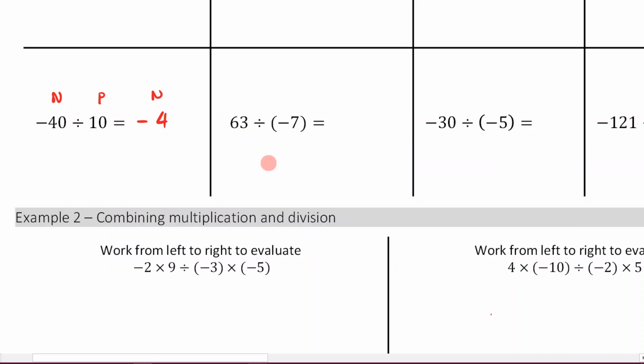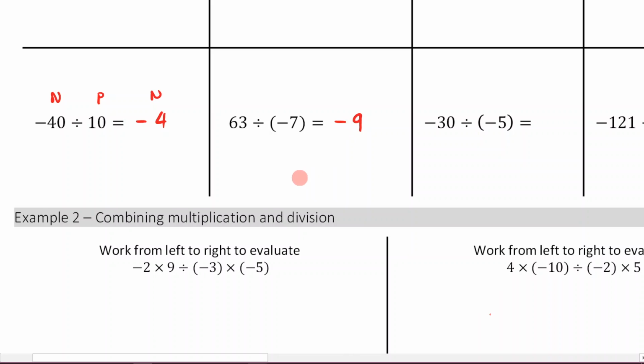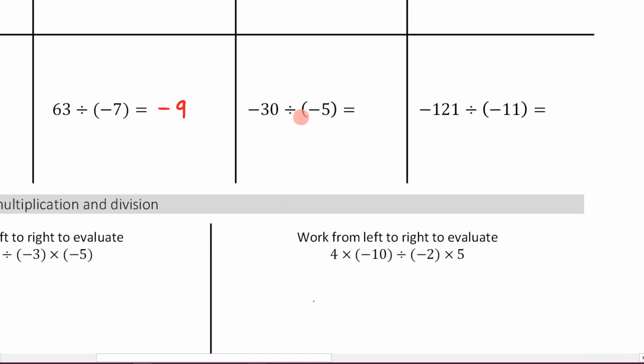You can go 63 divided by 7 is 9. And because I have one negative, I know my answer is going to be negative. I'll come to the next one and I'll go 30 divided by 5 is 6. And because they're both negatives, I know my answer is going to be positive. So I just leave it as is.